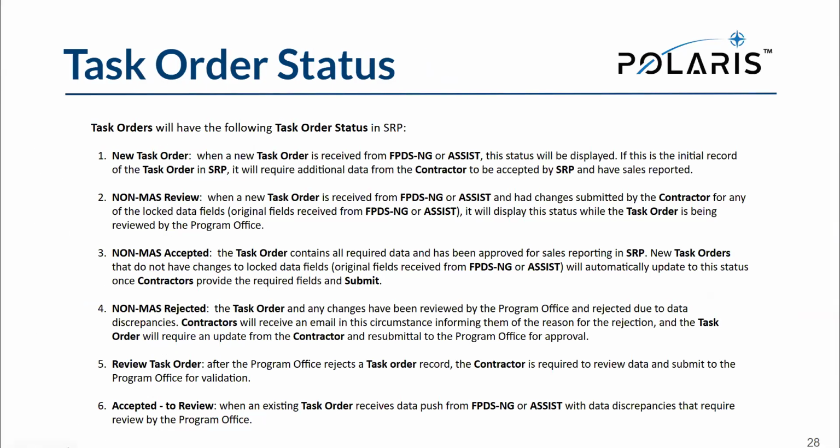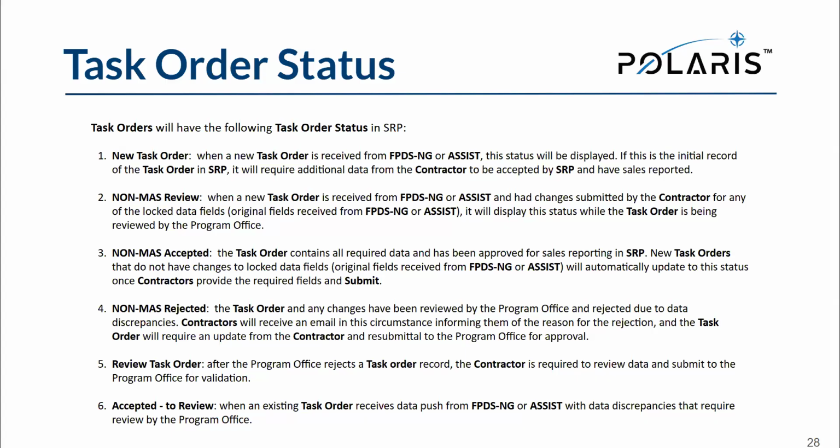There are about 6 different task order statuses that can reflect on your task order. The new task order status is displayed when orders automatically enter SRP through FPDS or Assist. When this occurs, SRP would require you to manually enter additional data for the task order to be accepted into the system. Orders need to be accepted into SRP before invoice or sales can be reported under that task order.